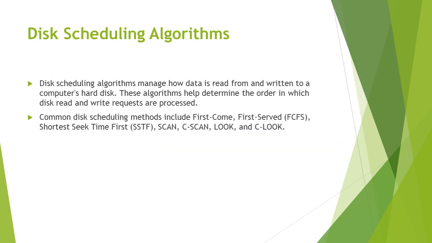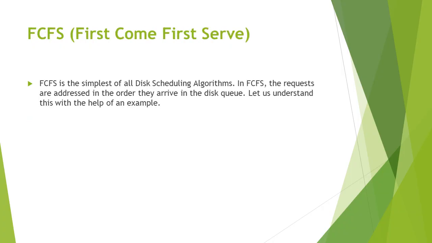There are different algorithms for this. The main ones are first come first serve, shortest seek time first, then SCAN, C-SCAN, LOOK, and C-LOOK. These are some of the examples we'll be studying later. The first one is first come first serve. As the name says, whichever request comes first will be served first.